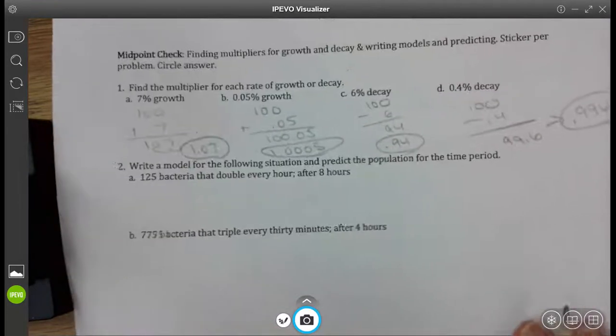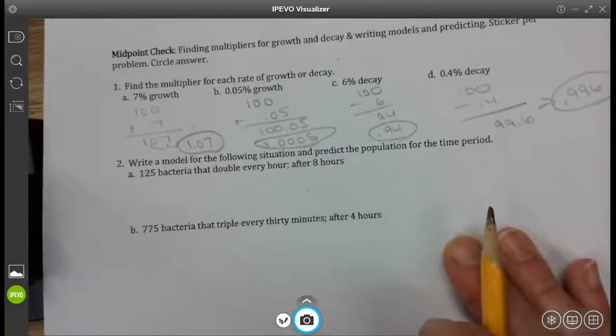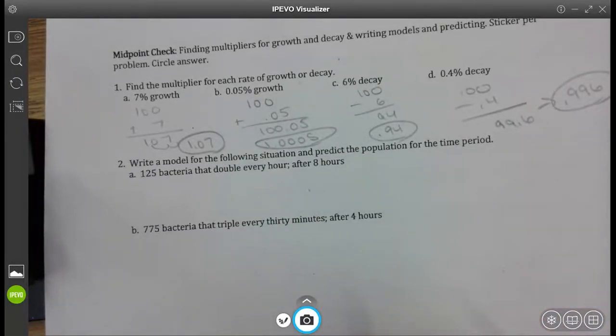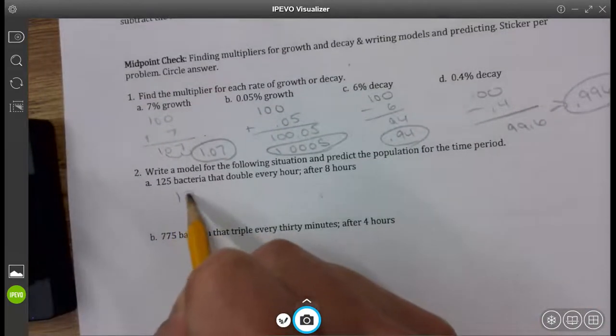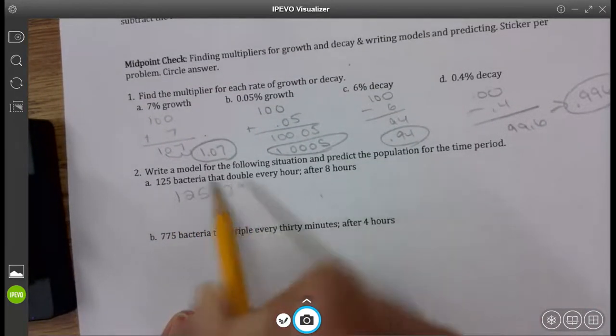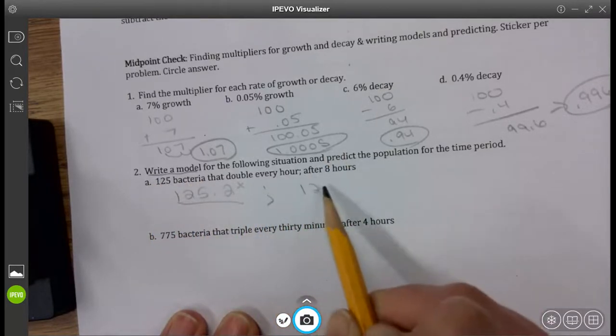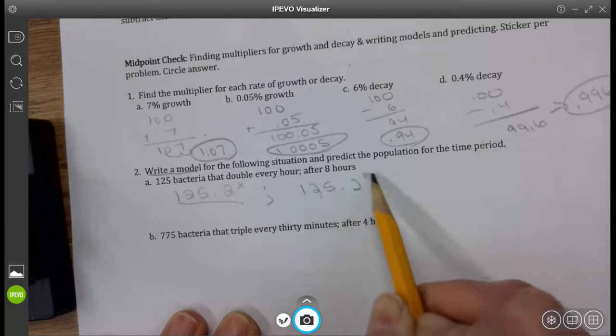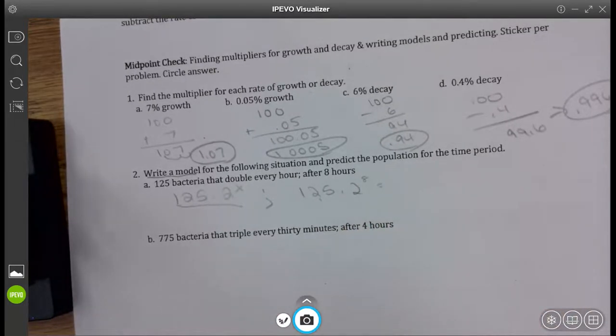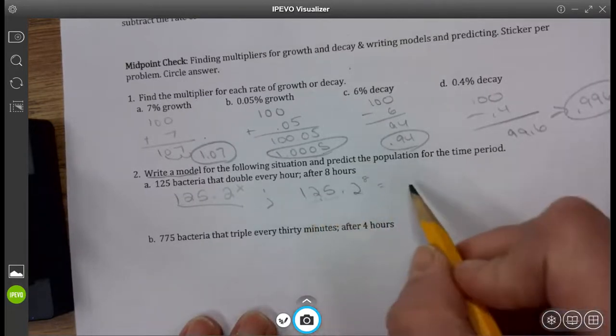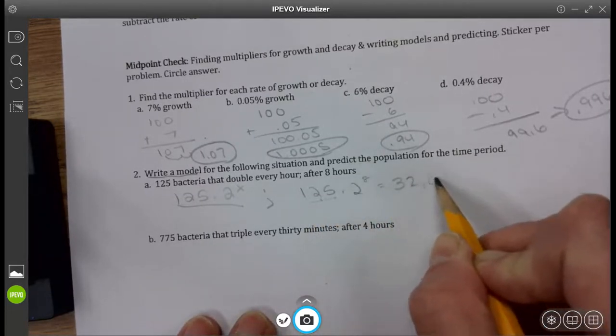Okay. Number 2 says, write a model for the following situation and predict the population for a time period. Try pausing the video, completing the 2A and B, and then come back and look. They want you to write a model, so you did. And then after 8 hours, what's the population? So you started with 125, and now you're at 32,000. See how high that jumps?